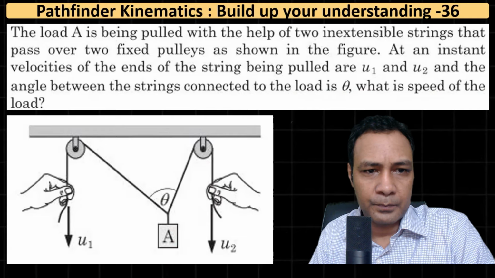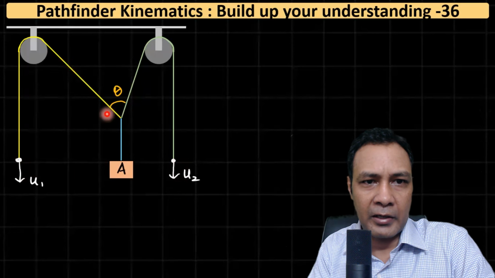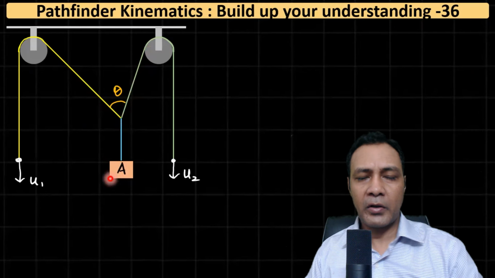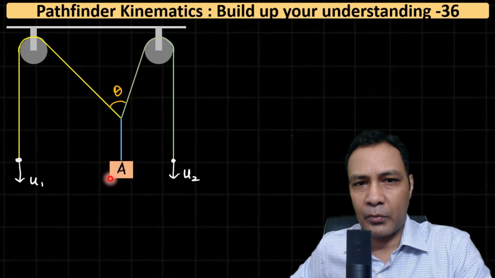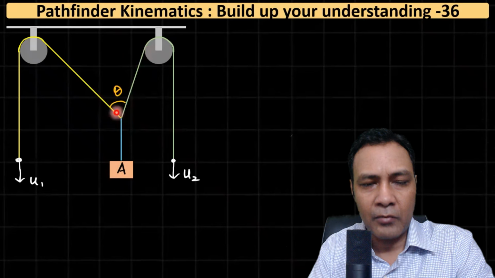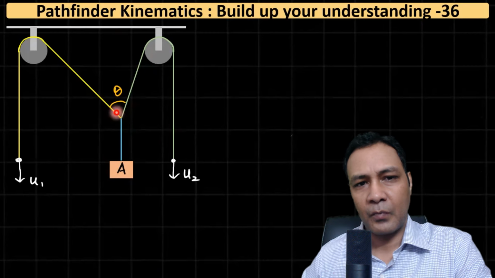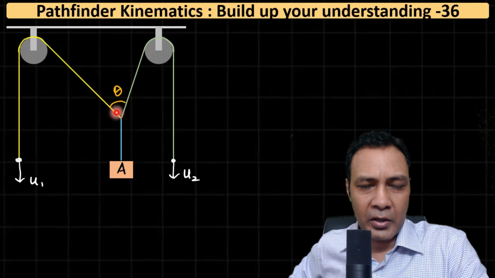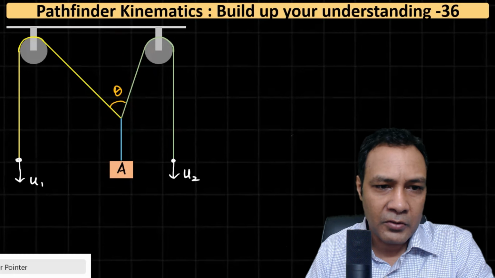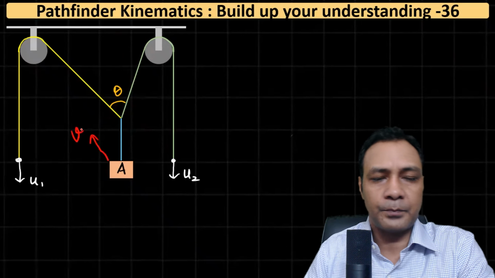So let me go to the next page. The same diagram. These two ends are being pulled with the velocities u1, u2, and the angle between the strings is theta, and we have to find the velocity of A. If u1 and u2 were the same, the situation would have been symmetric, and in that case these strings would make the same angle from the vertical, and A would go vertically upward. Now u1 and u2 are in general different, so A may not go vertical, A can go in any direction. Let me assume that A is going like this. The velocity of A is say V, and that's what we have to find.